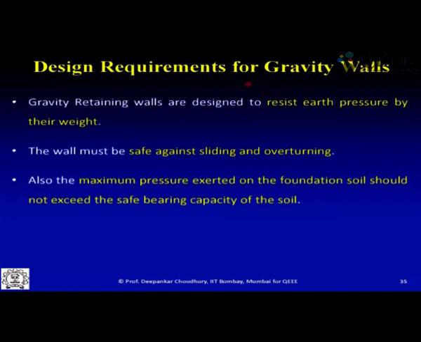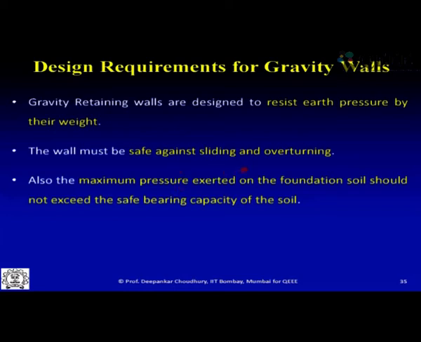If we see what the design requirements are for the gravity retaining wall, it has to resist the earth pressure by its weight. Essentially, all the stability I have mentioned mostly comes from the self weight of the wall which you are going to design. It should be safe against sliding and overturning, and the maximum pressure exerted on the foundation soil should never exceed the safe or allowable bearing capacity of the soil. And the minimum pressure should never go negative.